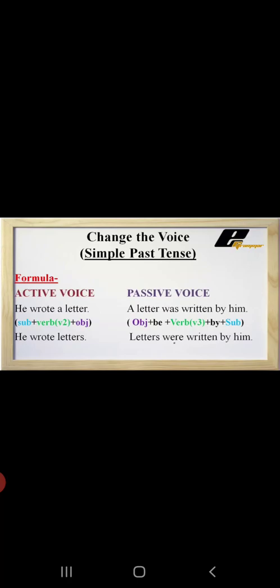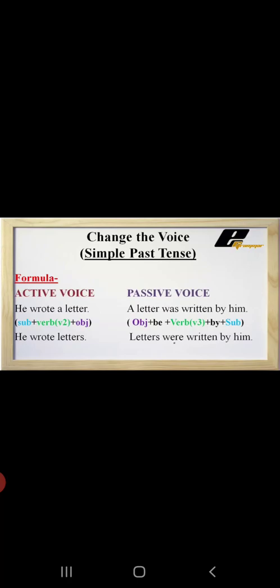Okay, we will interchange the position of subject and object, and we will use the preposition by, and then we will use the third form of the verb, and we use the helping verb according to the tense. So guys, as you can see in this example, he wrote a letter. In this sentence the verb wrote is in past tense, so it is telling us that our sentence is in past tense. Okay, so guys, to make it passive voice we will use was or were.